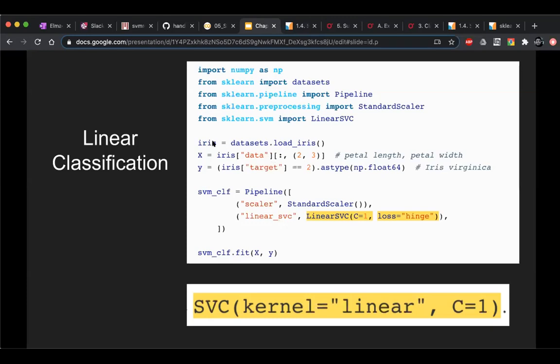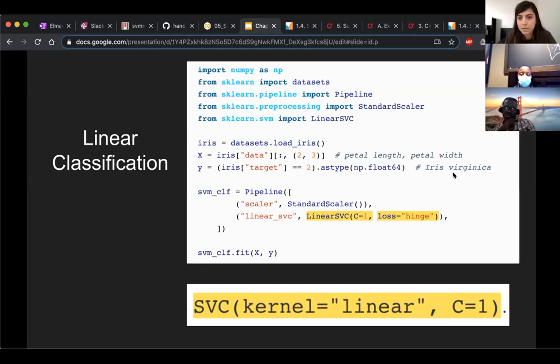Again, he's loading his iris data set, defining the data and the target values. I don't care which type it is. And it has two features, the petal length and the width. Then he creates a pipeline. Definitely he will use the standard scaler to scale our features. We are using SVM, remember?